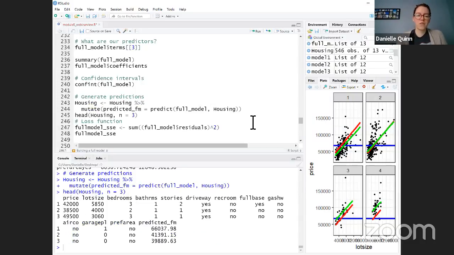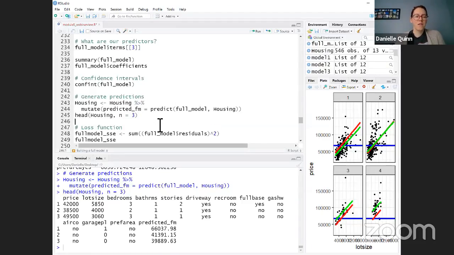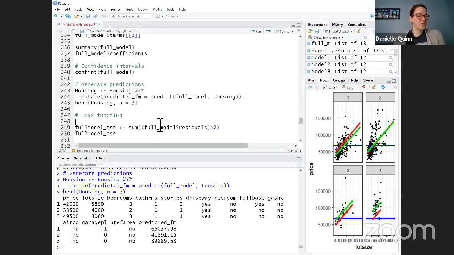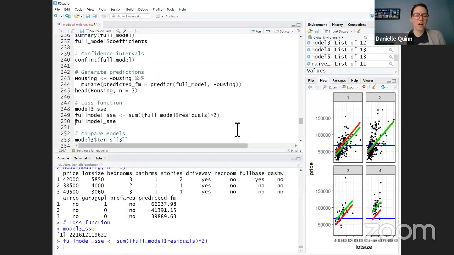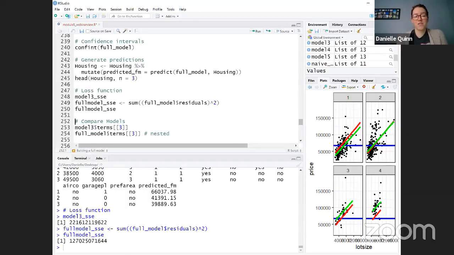If we look at the first few rows, we can see we now have those predictions here. Okay, so I think before this, our best model was model 3, and that was our loss function there. It's a large number starting with 221. Our full model loss function has dropped quite a bit. So simply from the perspective of loss function, we would say this model is much better.